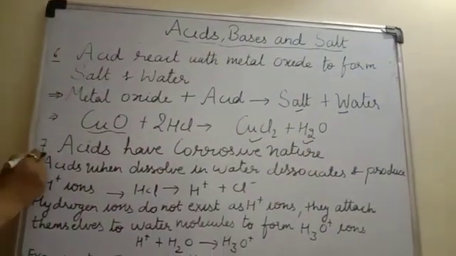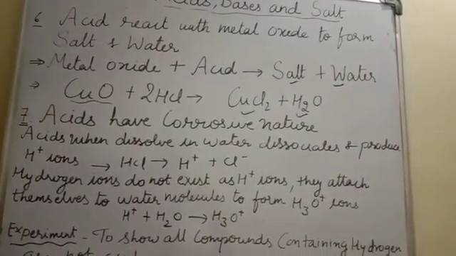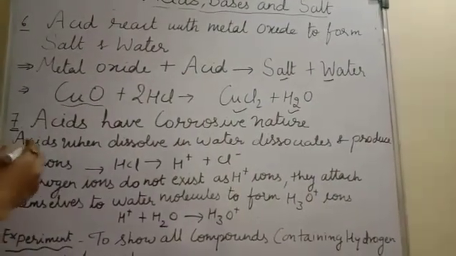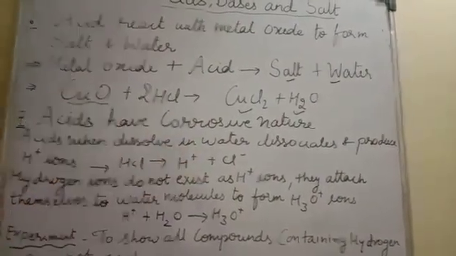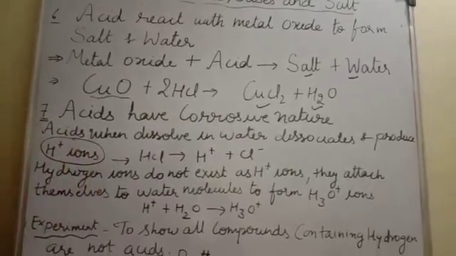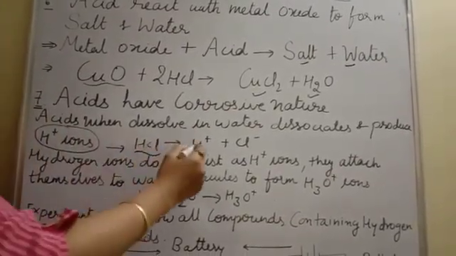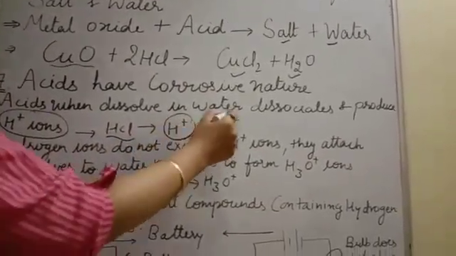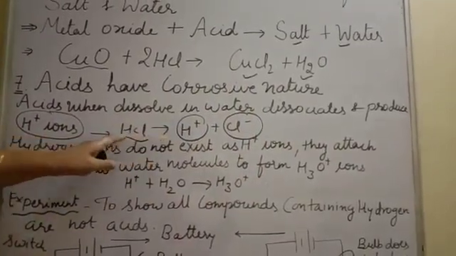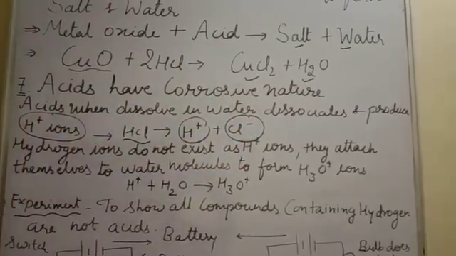Now, the next property will be the corrosive nature of acids. You all know that acids have a corrosive nature because when acids dissolve in water, they dissociate and produce H plus ions. For example, if we dissociate HCl, it will dissociate into H plus and Cl minus. You can see it here. HCl gets dissociated into H plus and Cl minus.